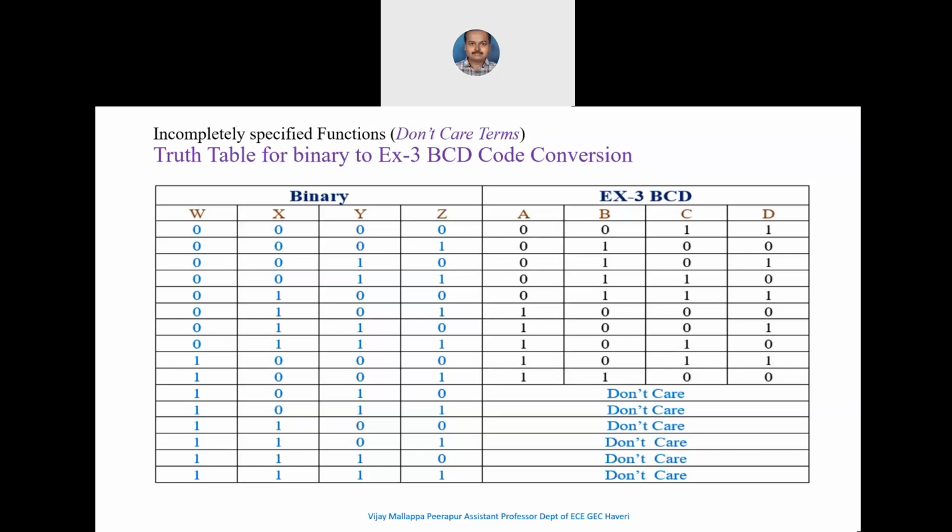A truth table for binary to XS3 BCD code conversion. BCD stands for binary coded decimal, right? Since there are 4 variables, we have 16 input combinations, and you can see from these input combinations what we have here. For these input combinations, the output is don't care.